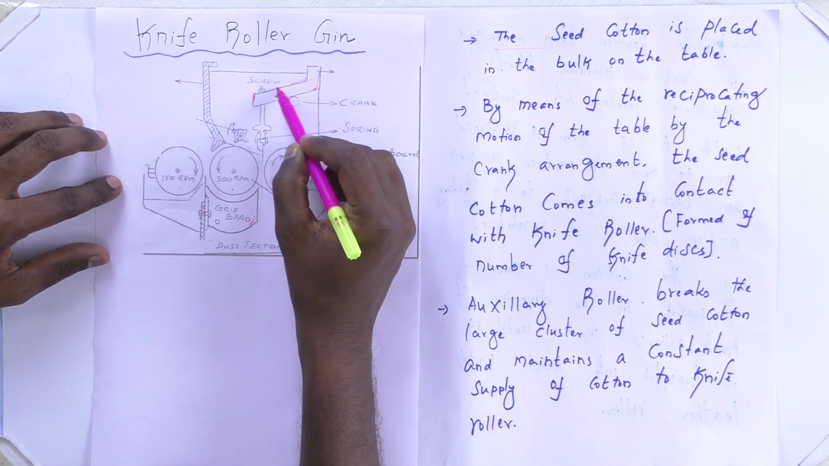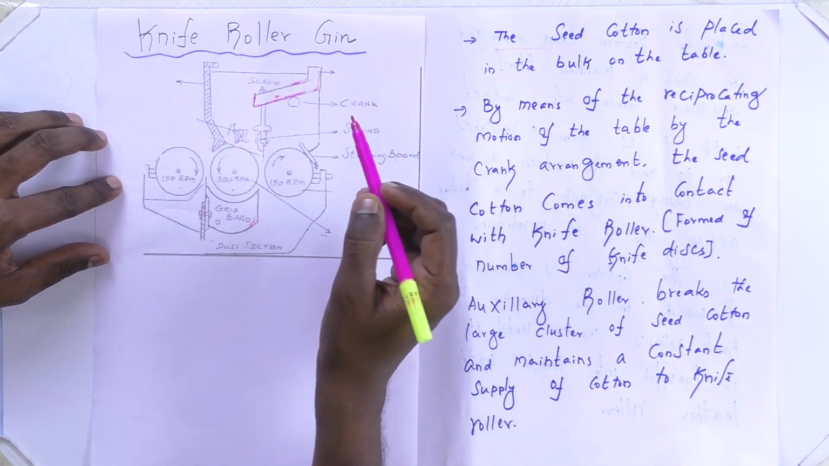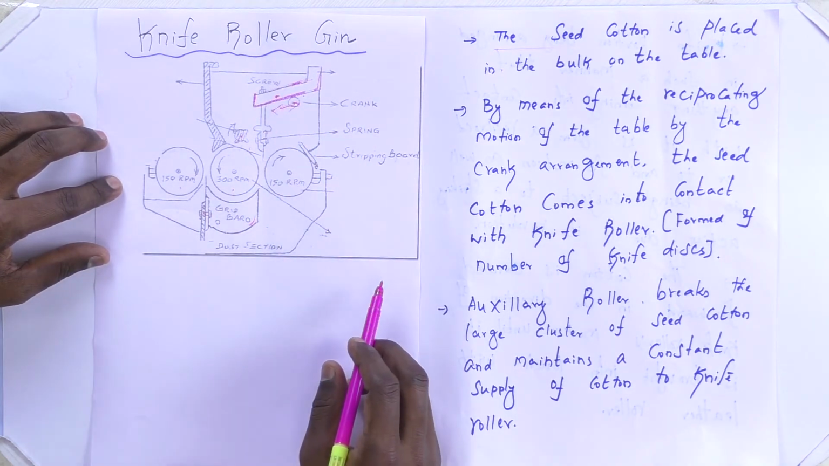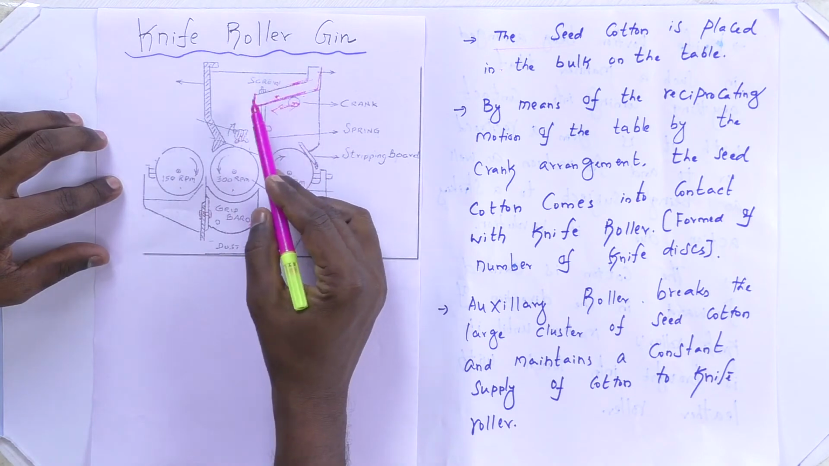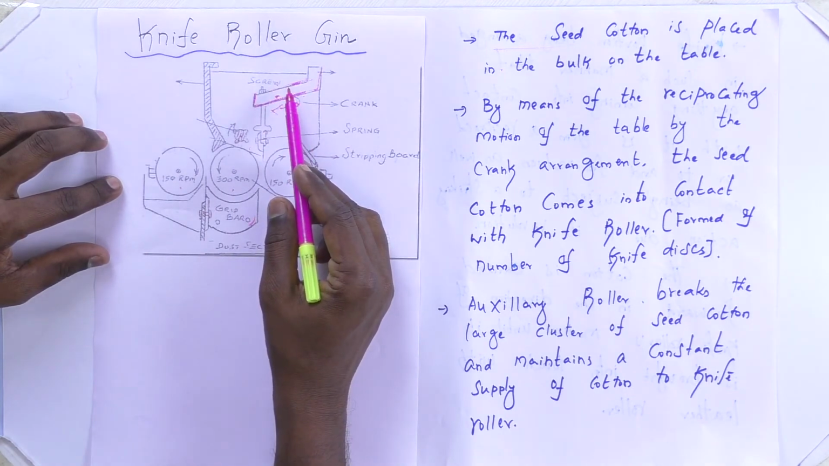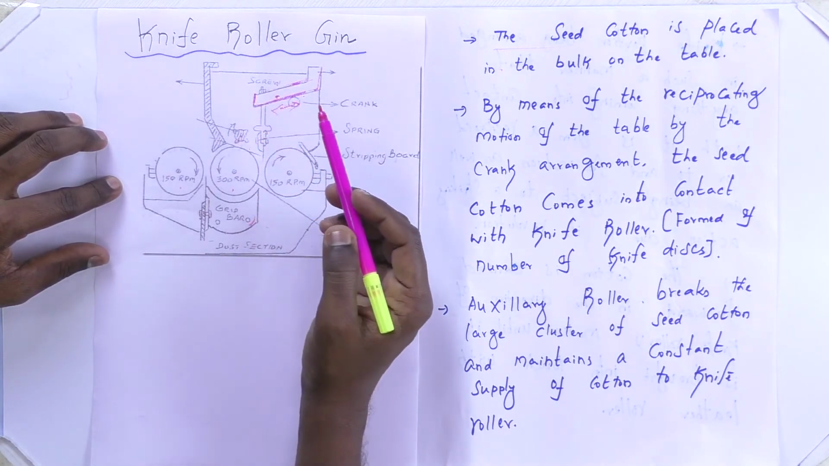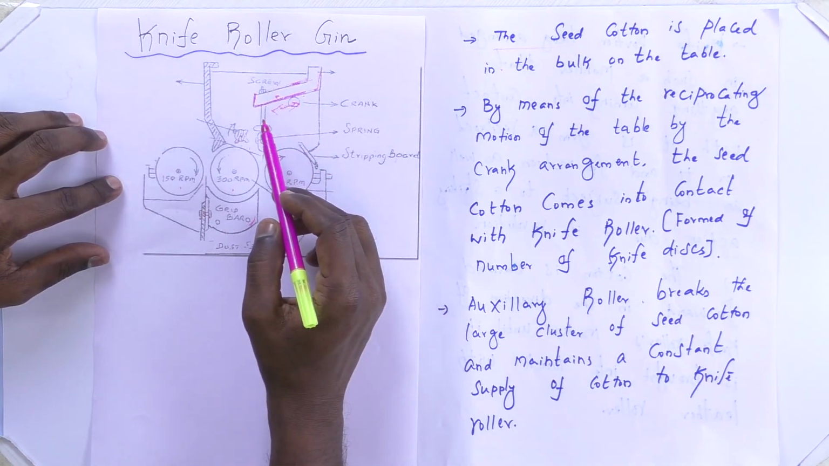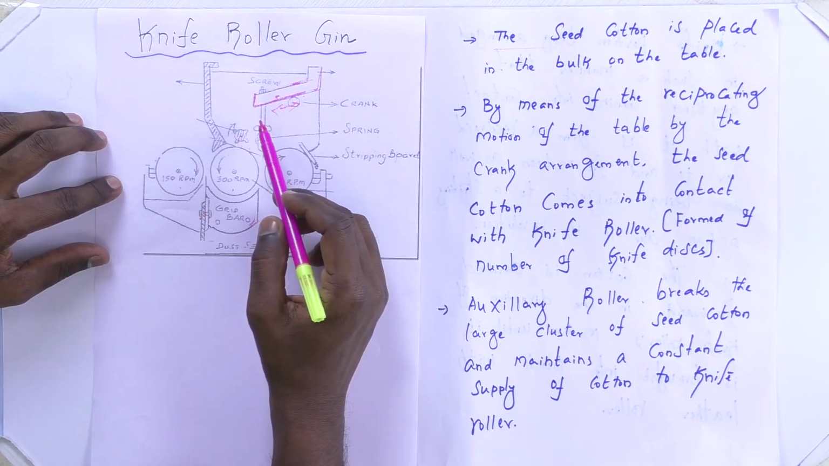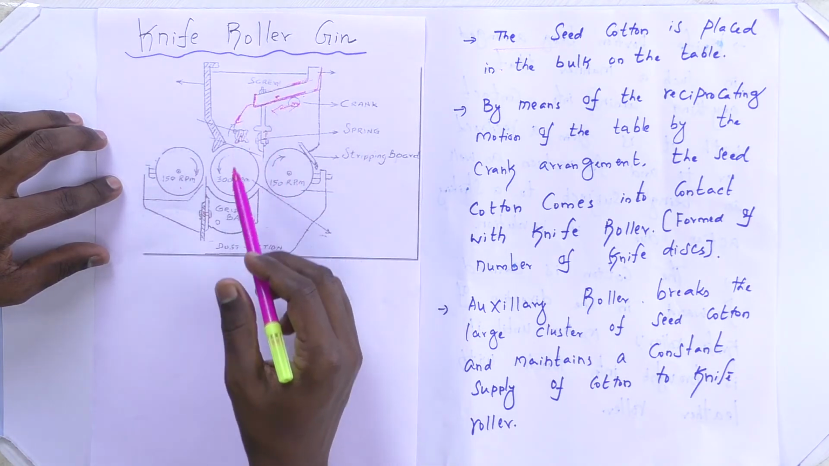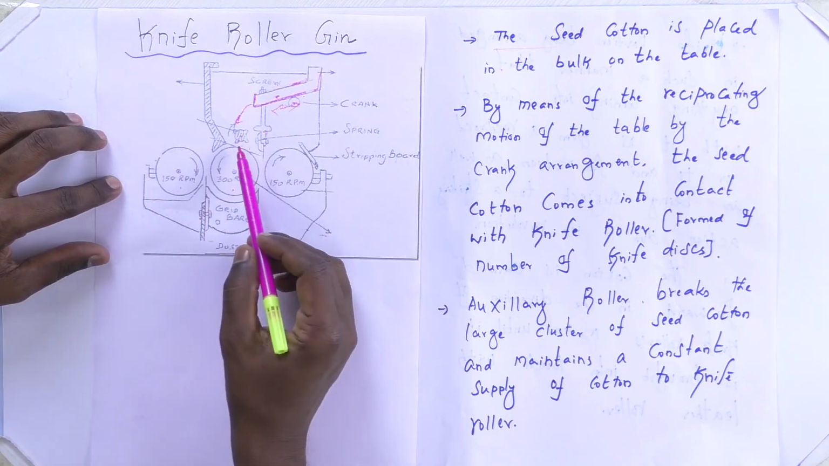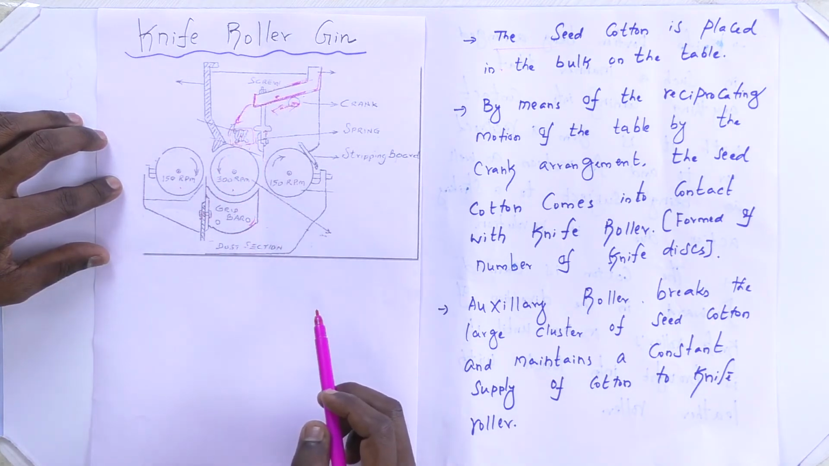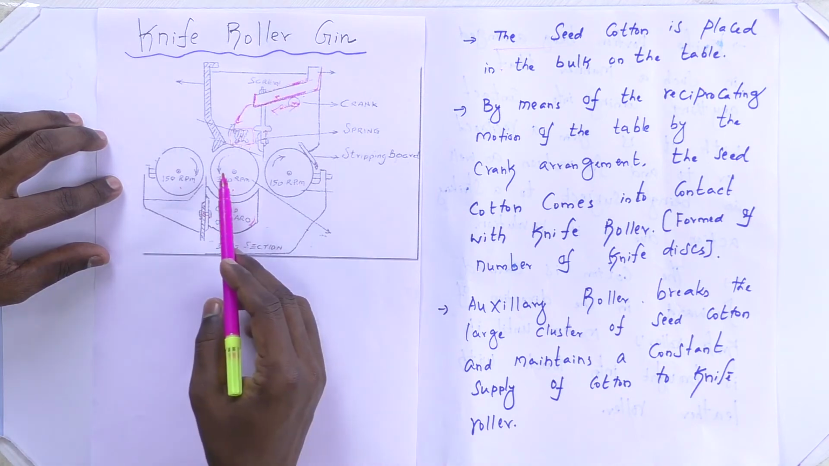The feed cotton is placed here. The to and fro motion of the feed table, with the help of a crank, helps the cotton move forward. By means of the reciprocating motion of the table by the crank arrangement, the seed cotton comes into contact with the knife roller. Here the axial roller is available, which maintains the constant supply of cotton to the knife roller.